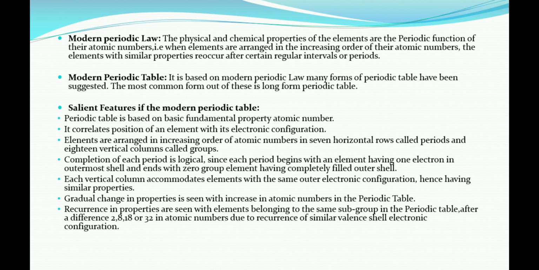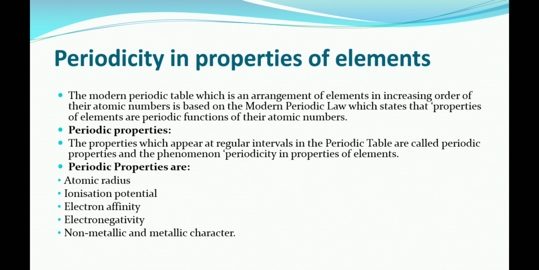Reoccurrence in properties is observed with elements belonging to the same subgroup in the periodic table after a difference of 2, 8, 18 or 32 in atomic numbers, due to recurrence of similar valence shell electronic configuration.